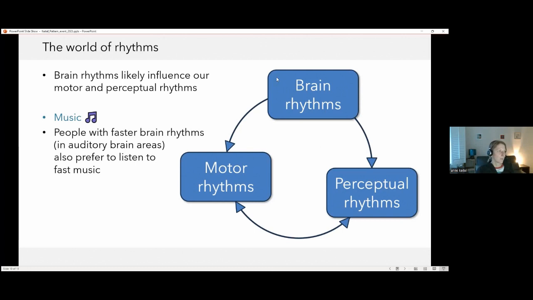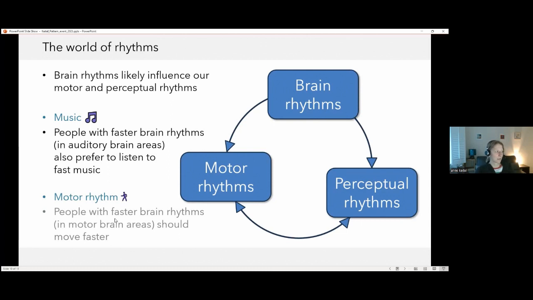So that's an example of how brain rhythms influence our perceptual rhythms. And then the other case should be the case as well, but no one has done it yet. So it should also be the case that people with faster brain rhythms, for example, in motor areas, move faster. That should be very obvious, but it hasn't been shown yet, so we're on it.